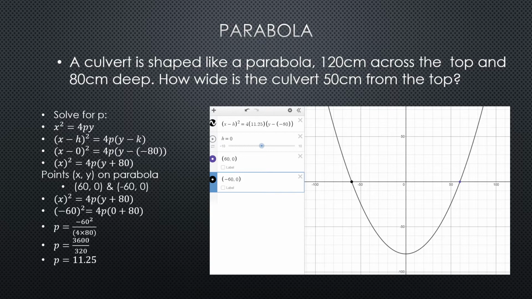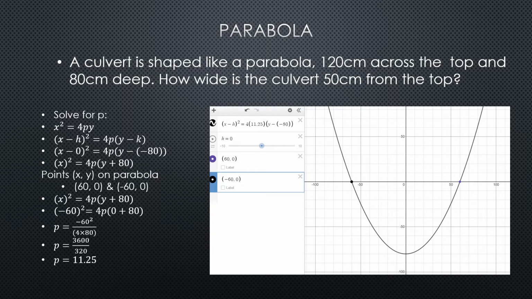Okay, but we can also see that the opening at ground level, or at the x-axis, is 120 centimeters across, right? If we put our y-axis in the middle, we've got 60 on one side and 60 on the other. That's 120. We know automatically right there that our vertex is not at the origin. So we're going to convert our x squared equals 4py formula into the offset formula, and we're going to add in our minus h and our minus k.